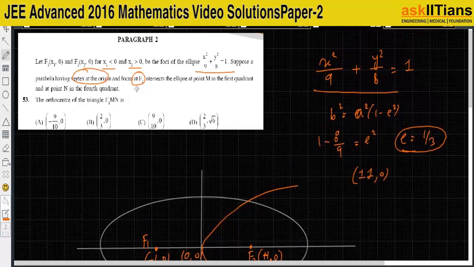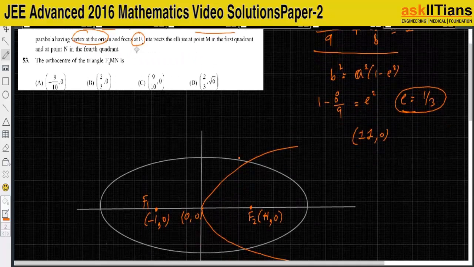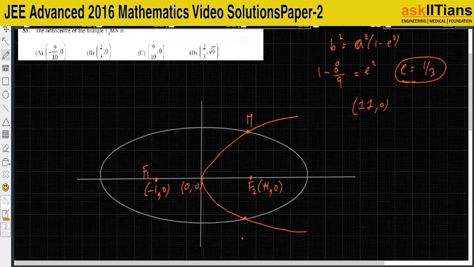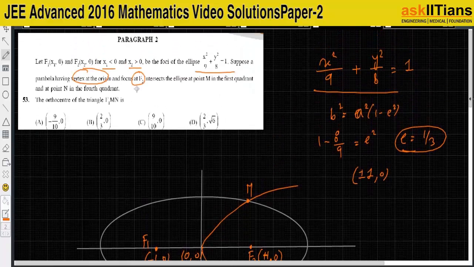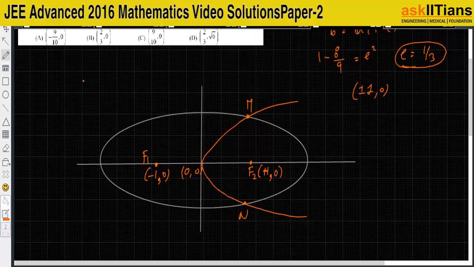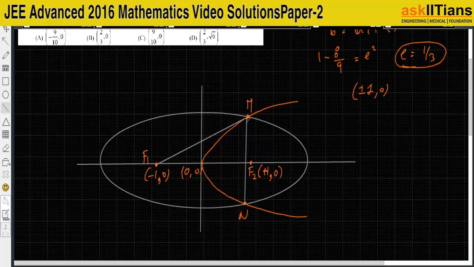Now we know, what is point M? This is point M and this is point N in the fourth quadrant, right? Now what we have to find out is the orthocenter of triangle F1MN. So if I join MN, it will be something like this. It may or may not pass through F2, right? So it will be like this. Now points M and N we need to find out.